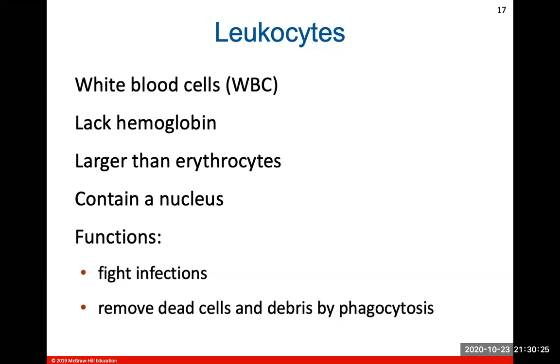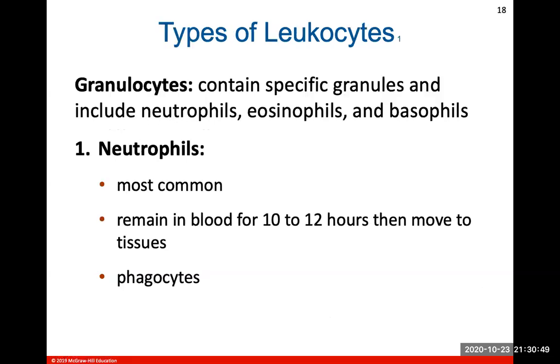Leukocytes are the white blood cells. So this is part of the formed elements, a cell type in your blood. These leukocytes, these cells lack hemoglobin. They're much larger than erythrocytes, your red blood cells. They will contain a nucleus, and their functions are to fight off infections and remove dead cells and debris by phagocytosis, which is kind of the eating up or engulfing of them for removal.